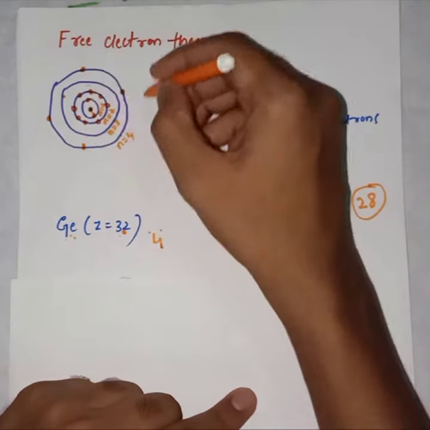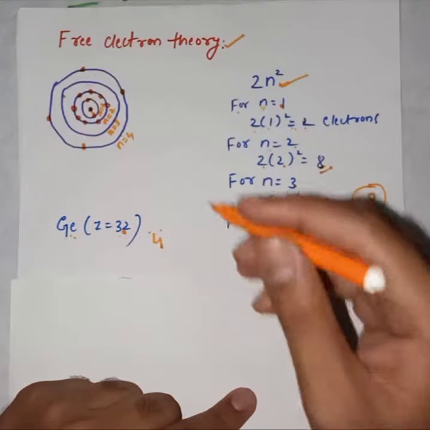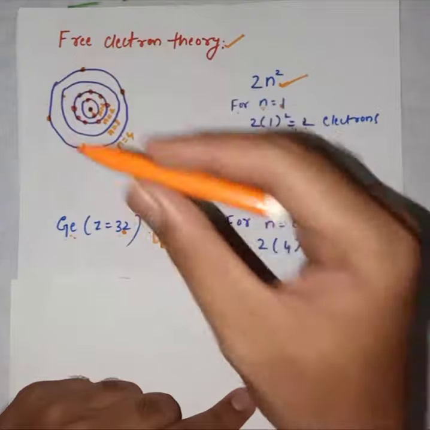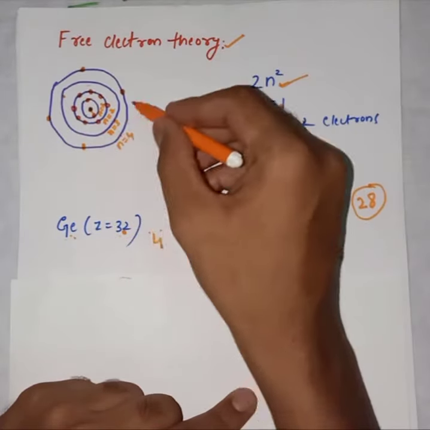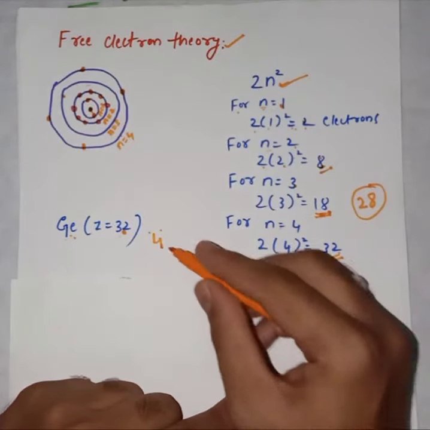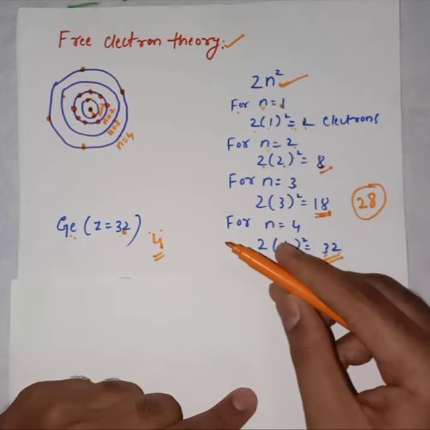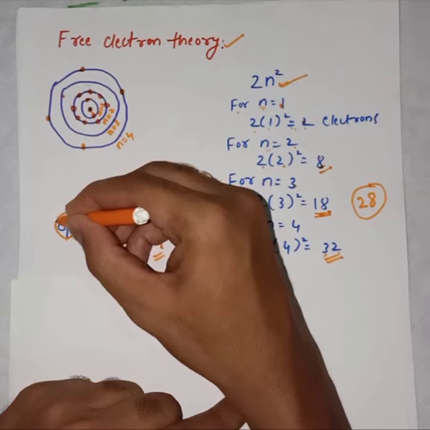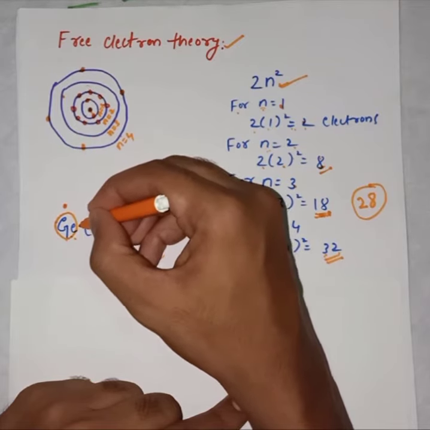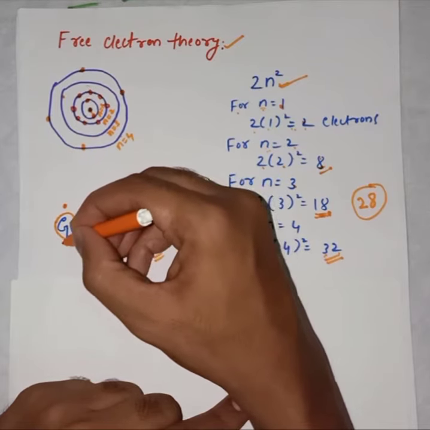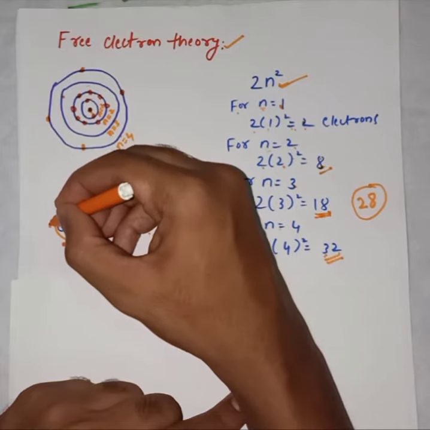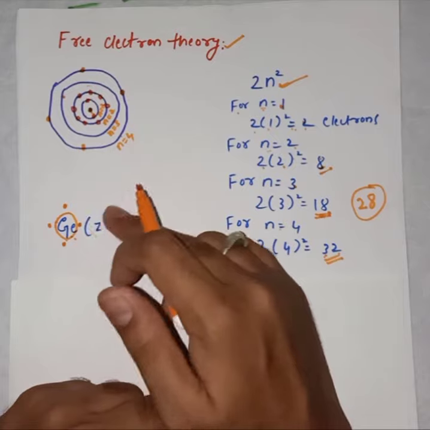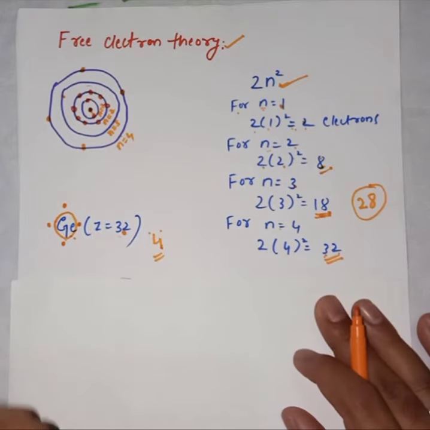Maximum 32 can fill, but only 4 are left. So it is not completely filled, and these are the valence electrons. There are 4 valence electrons in it. So if you have a germanium atom, there are only 4 free electrons. They can easily flow in a germanium crystal.